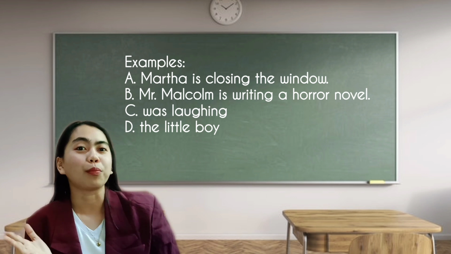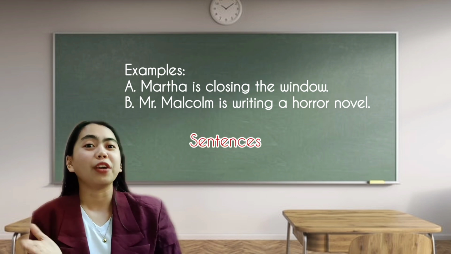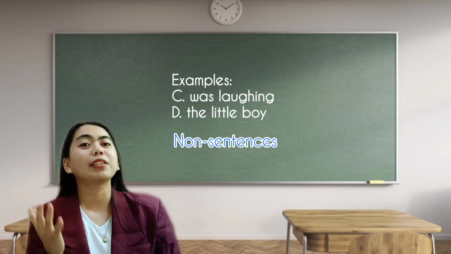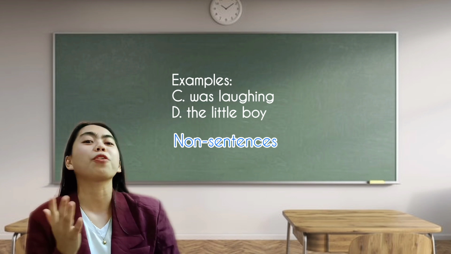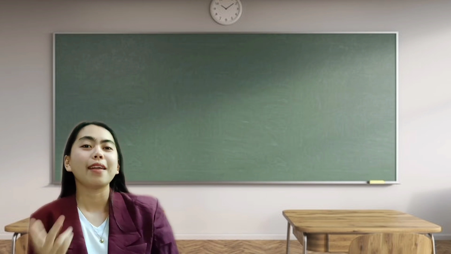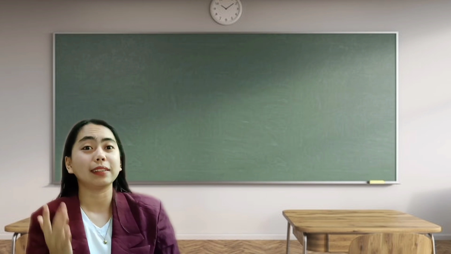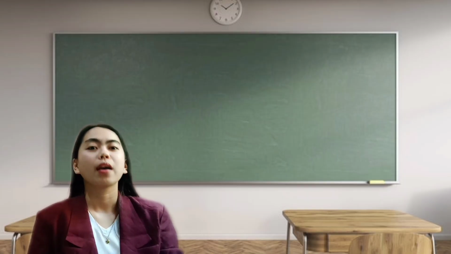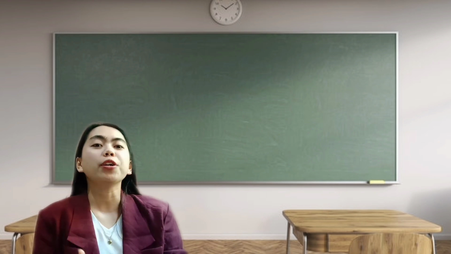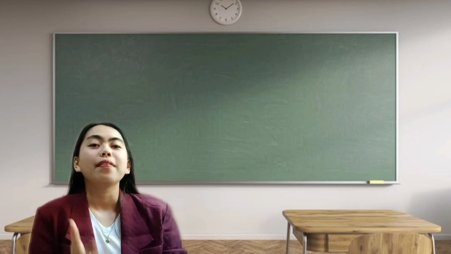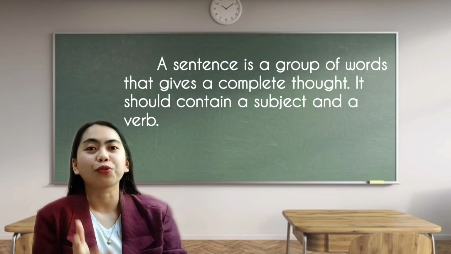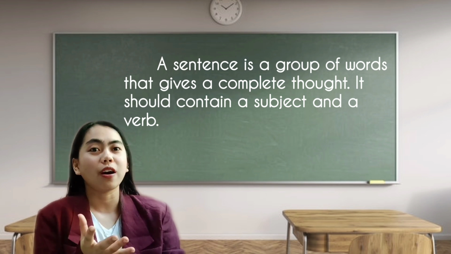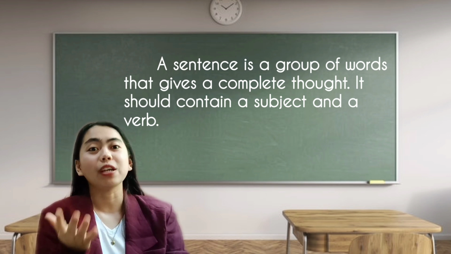In the given examples, both the letter A and B are sentences, while the letter C and D are phrases or non-sentences. Now let's discuss what makes a sentence a sentence. So what is a sentence? According to GrammarMonster.com, a sentence is a group of words that gives a complete thought. It should contain a subject and a verb.